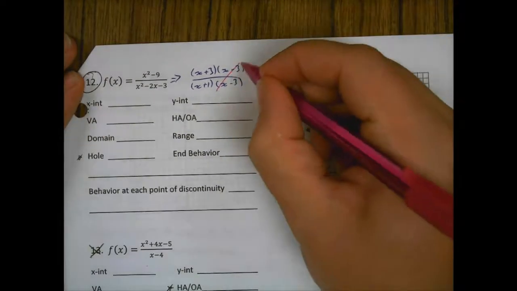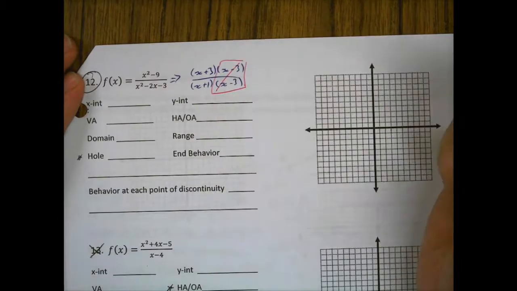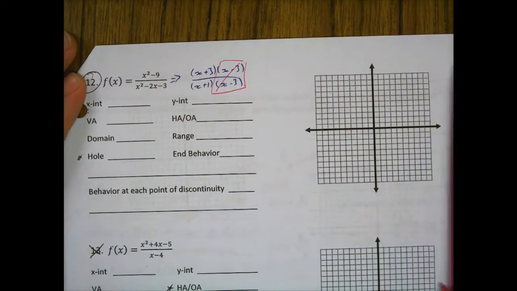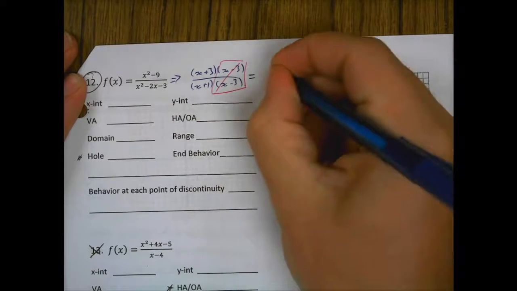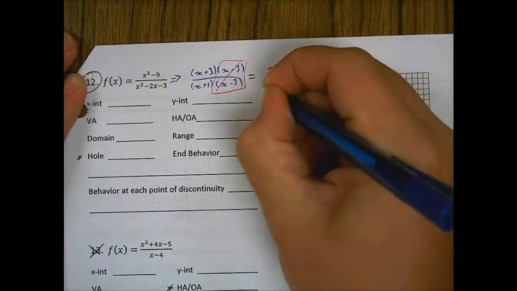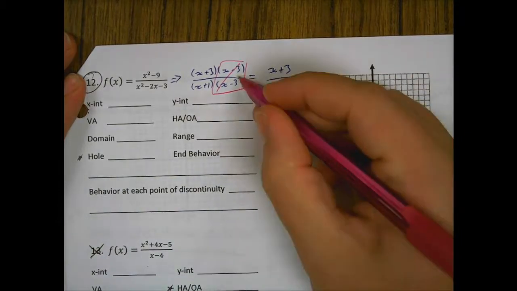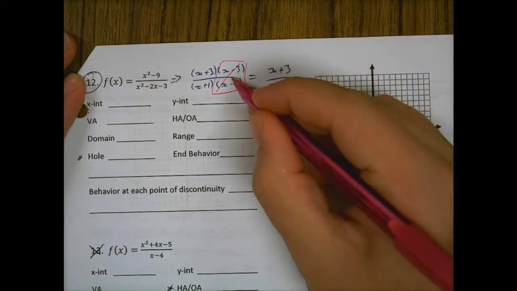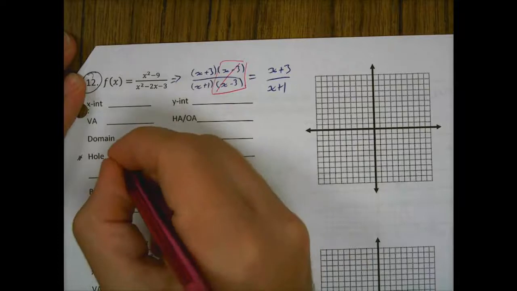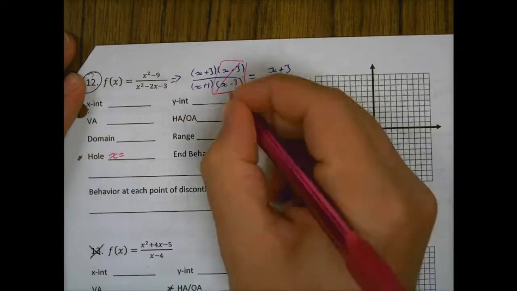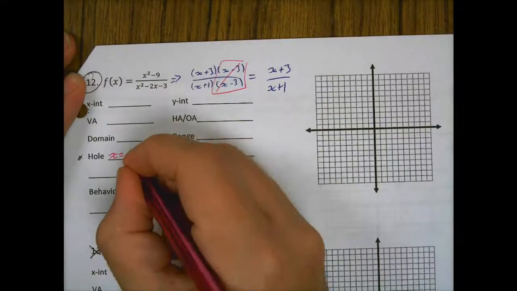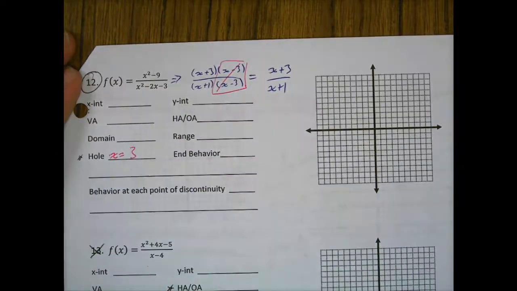Whenever you get rid of a factor, we're getting rid of x minus 3, right, and we're still left with x plus 3 over x plus 1. That's fine. Whenever you get rid of this factor, the x part of our hole is the solution of that factor. So the solution of x minus 3 is just 3.